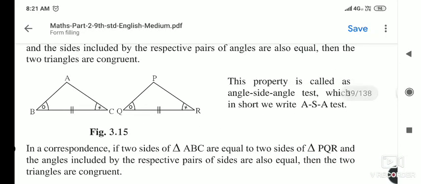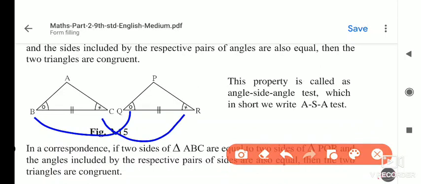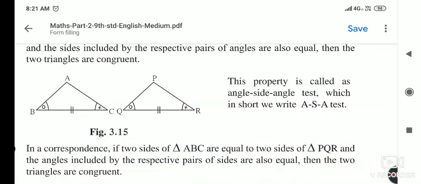Next, the side included by the angles: that thing we have to keep in mind. If angle C is equal to angle R is given, but AB is equal to PR is given, then it is not the ASA test. Understand? The side must be included by these two angles, then only it is correct.